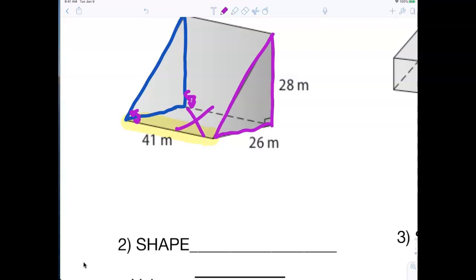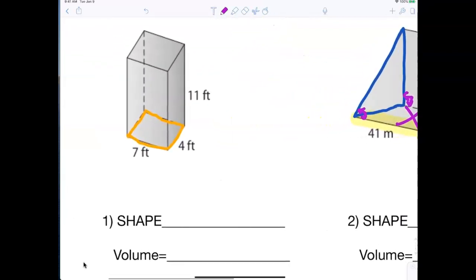Now, I want to go back to number 1 for just a minute. Number 1 is unique because this is definitely the base. Would you agree with that? Yes. It's parallel. Could that be the base? Yes. The rectangular prism is unique because opposite sides are always parallel. So does it matter which one you call the base for the rectangular prism? The answer is no.